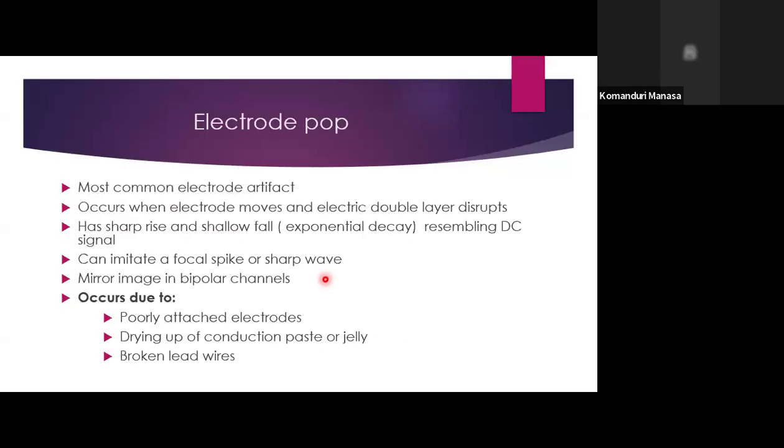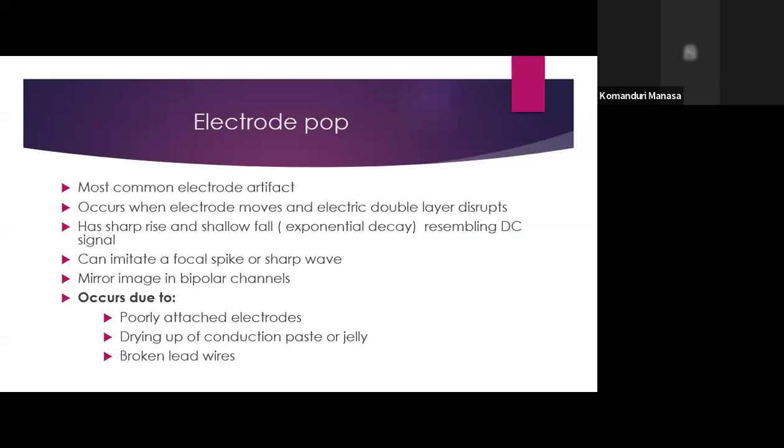So electrode pop is the most common electrode artifact. It occurs when the electrode moves, and the electric double layer which forms between the electrode and the skin surface is disturbed. We use a silver chloride electrode with conductant paste, so there will be formation of an electrical double layer with negative and positive charges. When there is a disruption in this electrical double layer, this might produce an electrode pop because of the change in the impedance. It will have a sharp rise followed by a shallow fall, like an exponential decay resembling a DC potential, a DC signal. It can imitate a focal spike or sharp wave, but it is limited to a single channel. In a bipolar channel, if we see an electrode pop, it appears like a mirror image.